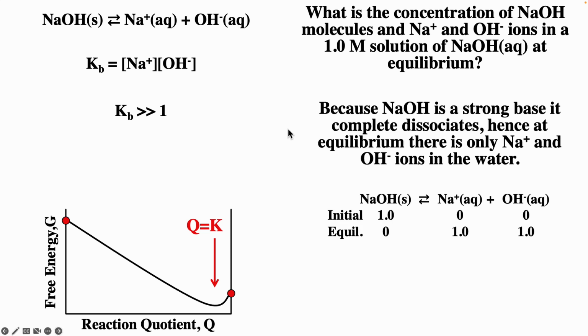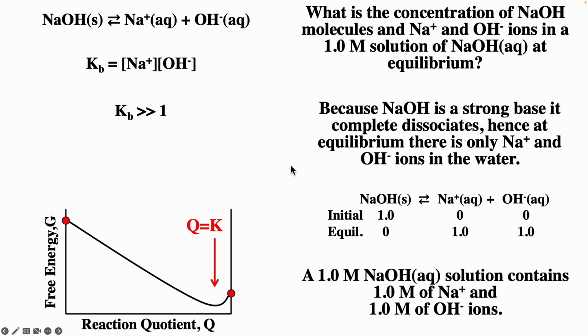And so all the sodium hydroxide breaks apart. And so if we start with 1 molar sodium hydroxide, we end up with 0 sodium hydroxide. We end up with 1 molar sodium ions, 1 molar hydroxide ion. And so again, it's really a little confusing, a bottle labeled 1 molar sodium hydroxide contains no sodium hydroxide molecules, just contains 1 molar sodium ions and 1 molar hydroxide ions.